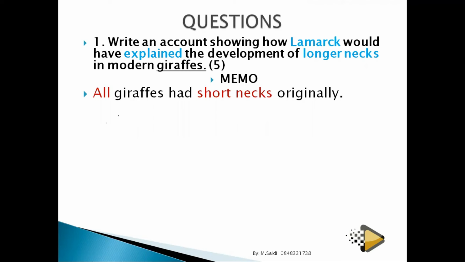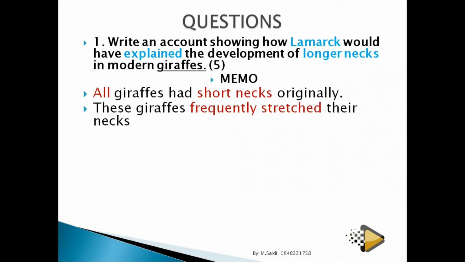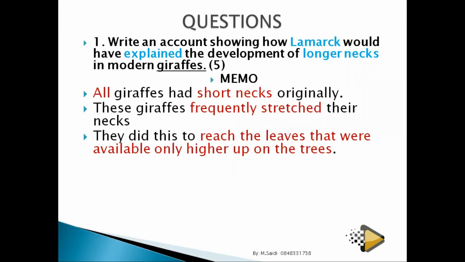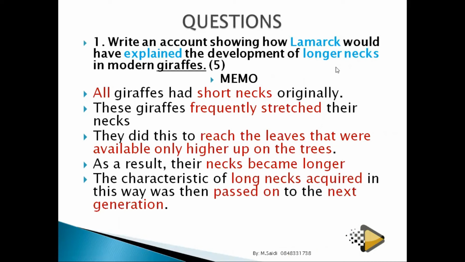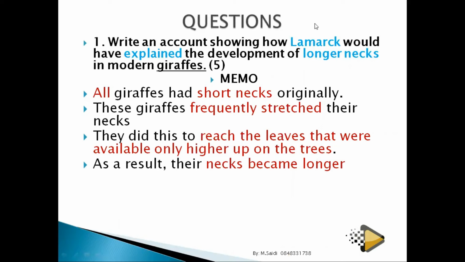Number two, these giraffes frequently stretched their necks, as they were trying to reach the food on the trees. Number three, they did this to reach the leaves that were available only higher up on the trees. As a result, their necks became longer. From here up to here, that is the law of use and disuse. And now the giraffes have obtained long necks.